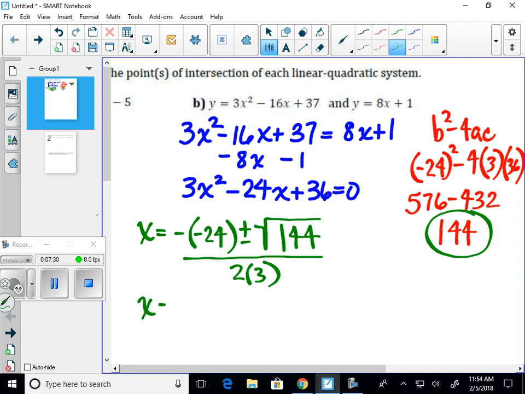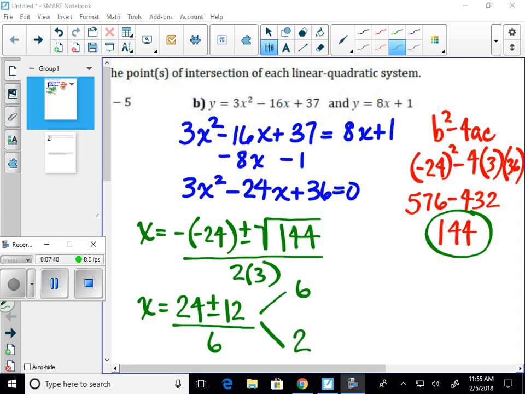So x is going to be equal to 24 plus or minus, what's the square root of 144? That's 12 all over 6. Find your two solutions. Should find that that is 6 and 2, but I'm not done. I need to go ahead and let's pull this easier equation. Let's find our y values.